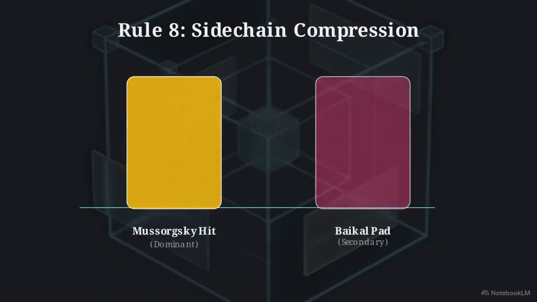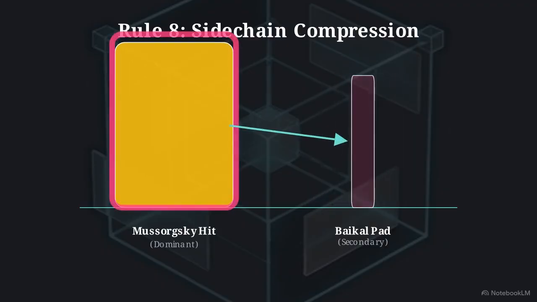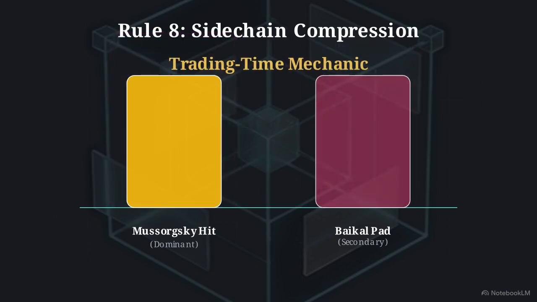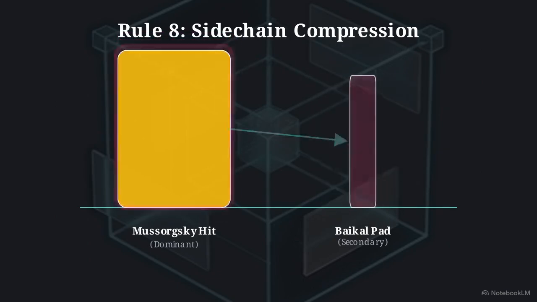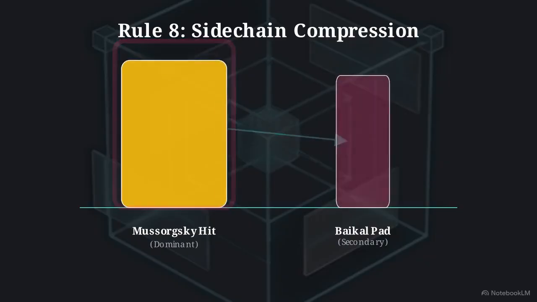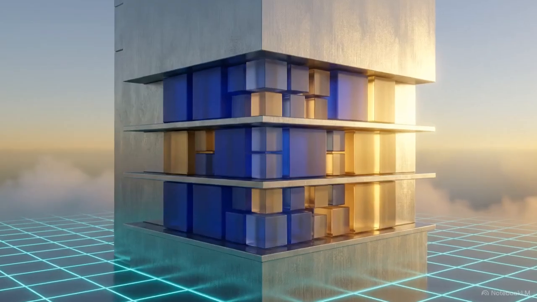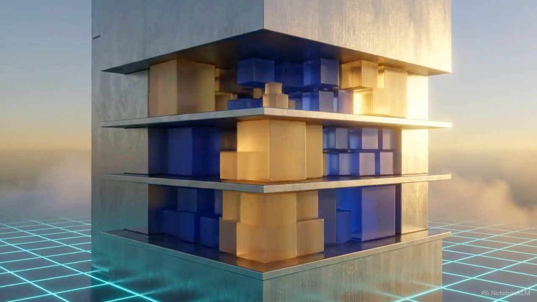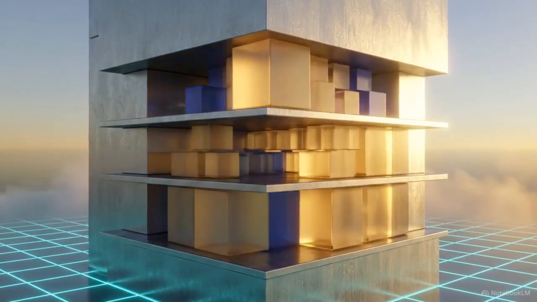Rule 8 uses sidechain compression as the temporal solution. When the dominant Mussorgsky block expands, the secondary block calculates an immediate volume reduction to clear the space. This is a trading time mechanic. One element is programmed to duck its volume whenever the dominant signal triggers a pulse. When the vertical acoustic space is entirely exhausted, sound engineers must use the parameter of time to force spatial coexistence.